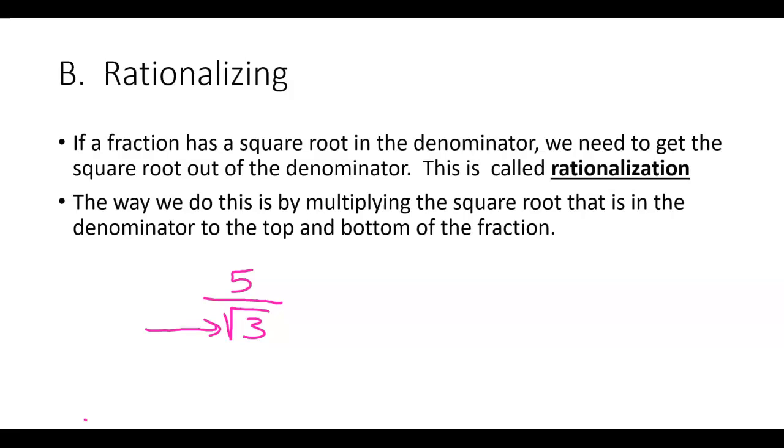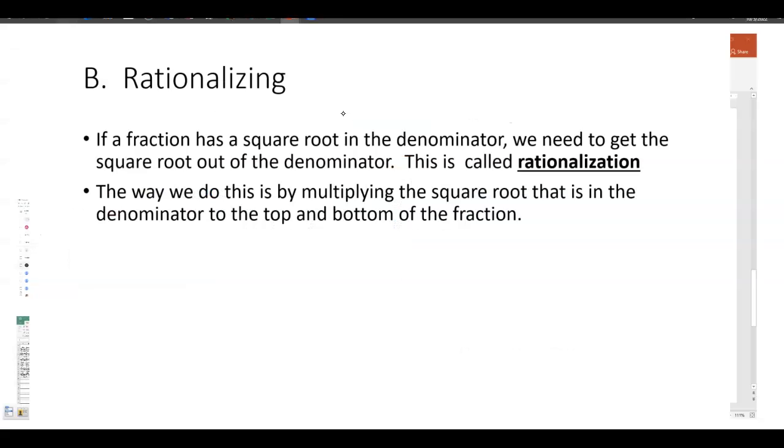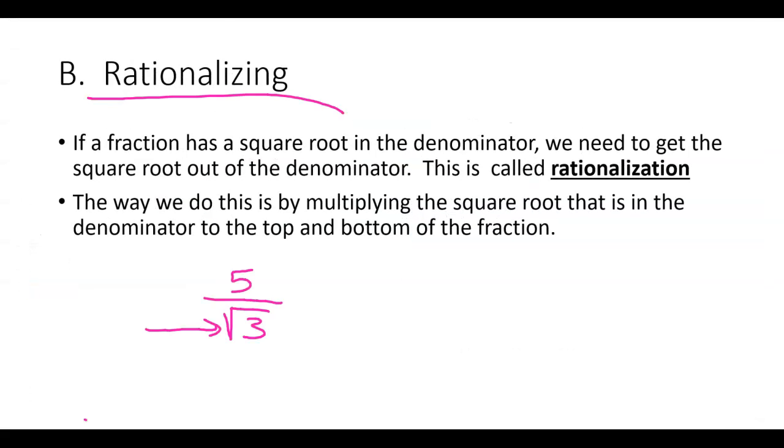We want to have those things separated. When it's on the bottom, it's not separated in a way that we can work with them nicely. So mathematicians want to get those out of the bottom. They don't like to leave those there. The process of getting that square root out of the bottom is called rationalizing. If a fraction has a square root in the denominator, we need to get that square root out of there, and that's called rationalization. The way that we do this is in the following way. I don't want this to be square root of 3. I want it to be just 3. So what can I do to turn this into just 3?